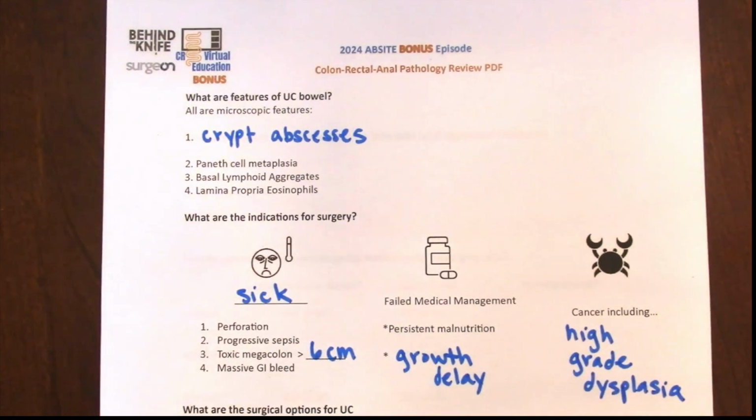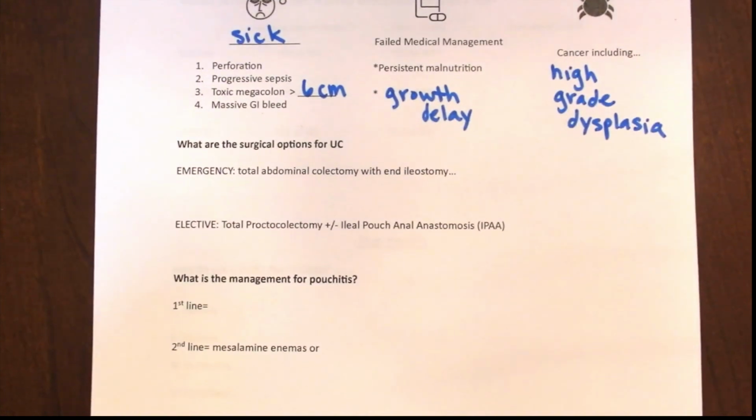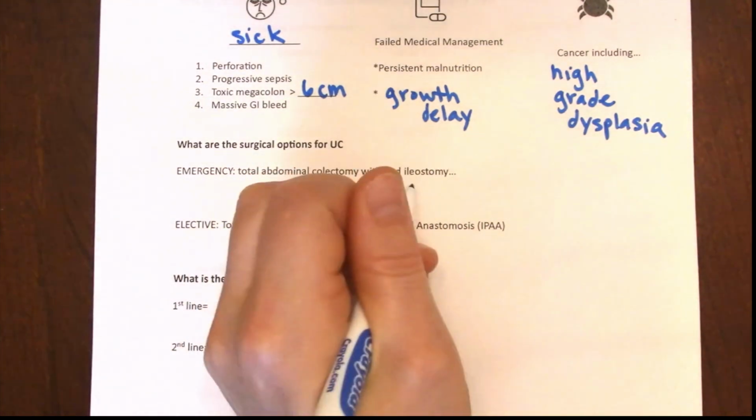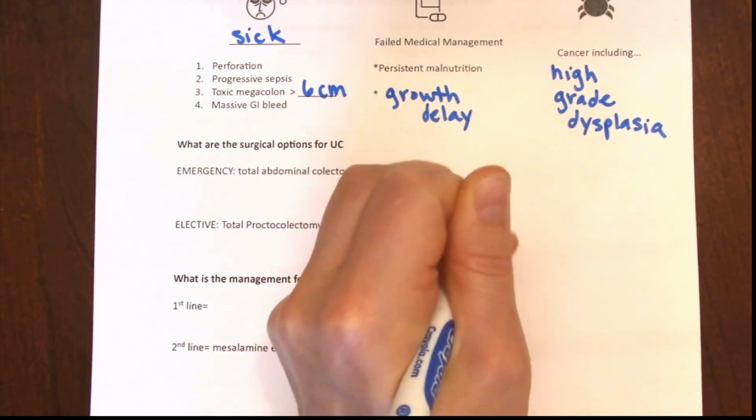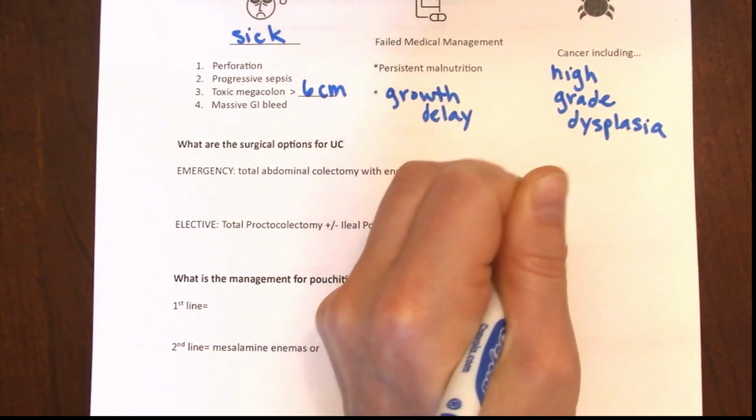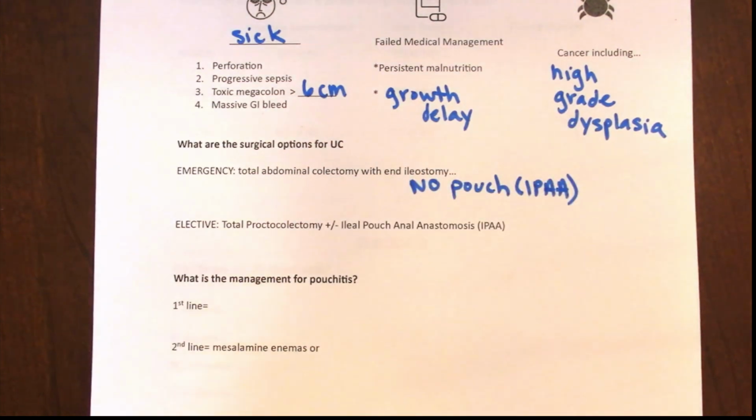Great. What are the surgical options for ulcerative colitis? Well, this would depend on whether you were doing an emergency surgery for those patients that are sick or an elective surgery. So in the emergency situation, this would be a total abdominal colectomy with an end ileostomy. A discussion about whether a pouch would be used in the next stages of surgery would be held after the initial surgery, once the patient had healed and is healthy from that emergency initial surgery. For elective situations, this would also be a total abdominal colectomy with an end ileostomy or total proctocolectomy, plus or minus the ileal pouch anal anastomosis.